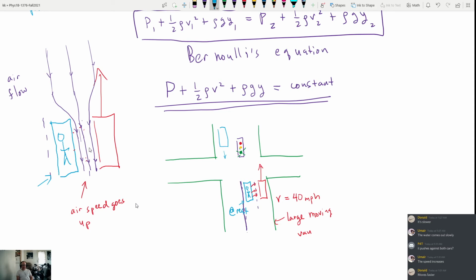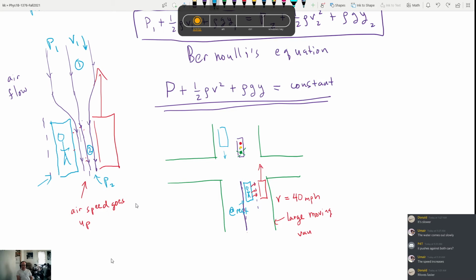So let's put 2 points in right here. This is going to be point number 2, and this is going to be point number 1, okay? So out here you're going to have pressure P1 and velocity V1, right? And over here, inside of here, you're going to have pressure P2, and the velocity is going to be V2. And as you all said, it's going to be faster. So V2 is like this, right?